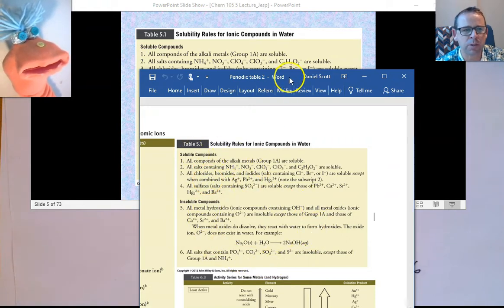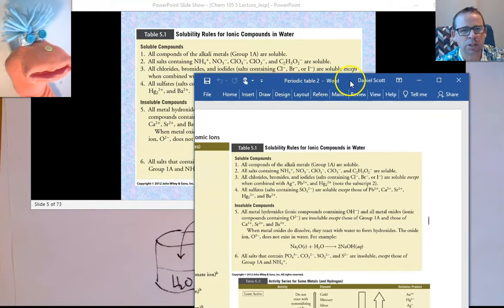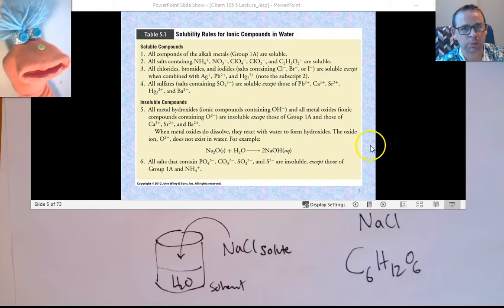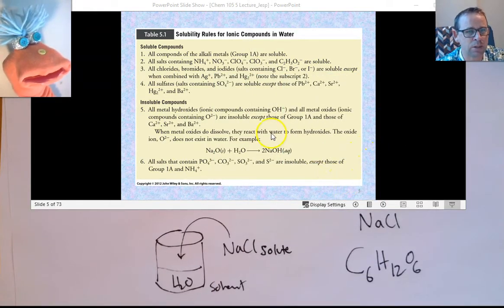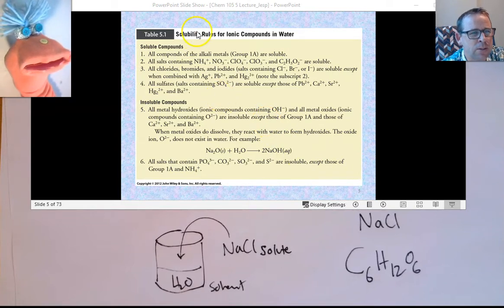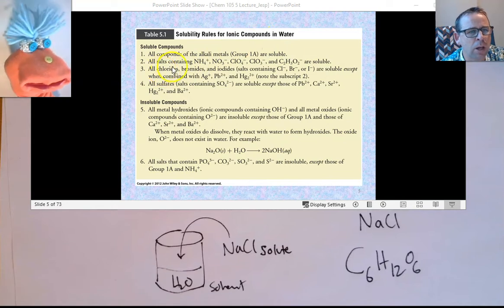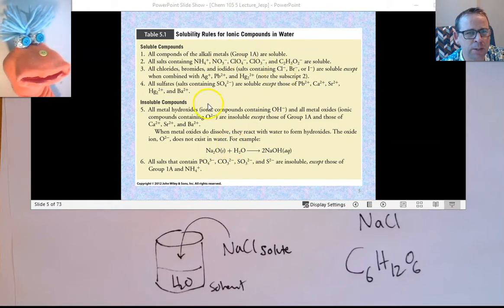Now let's use some of these solubility rules to determine whether a compound is soluble. Soluble means, again, it dissolves in water. And again, these are the solubility rules for ionic compounds, so no molecular compounds on here. But the rules basically allow you to look at the ionic compound, find the ions that are in it, and then find a rule that relates to it.